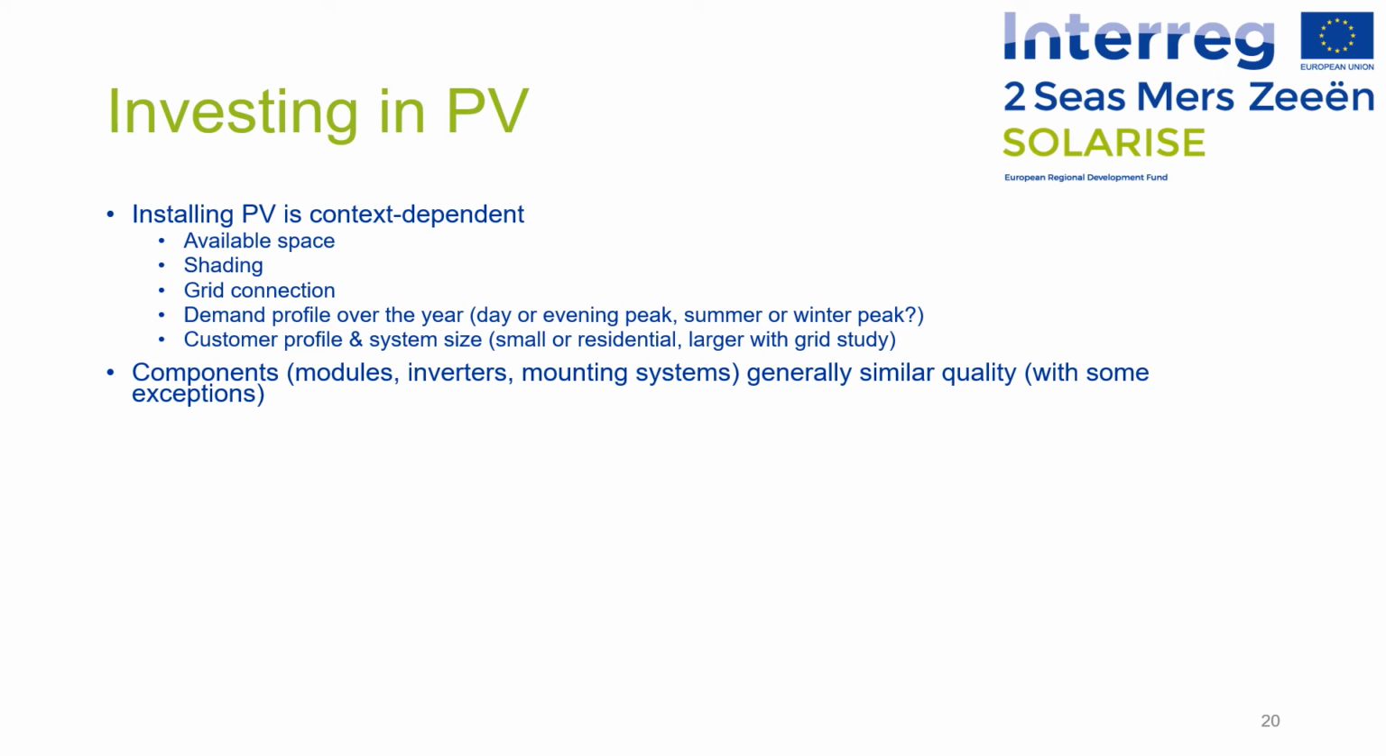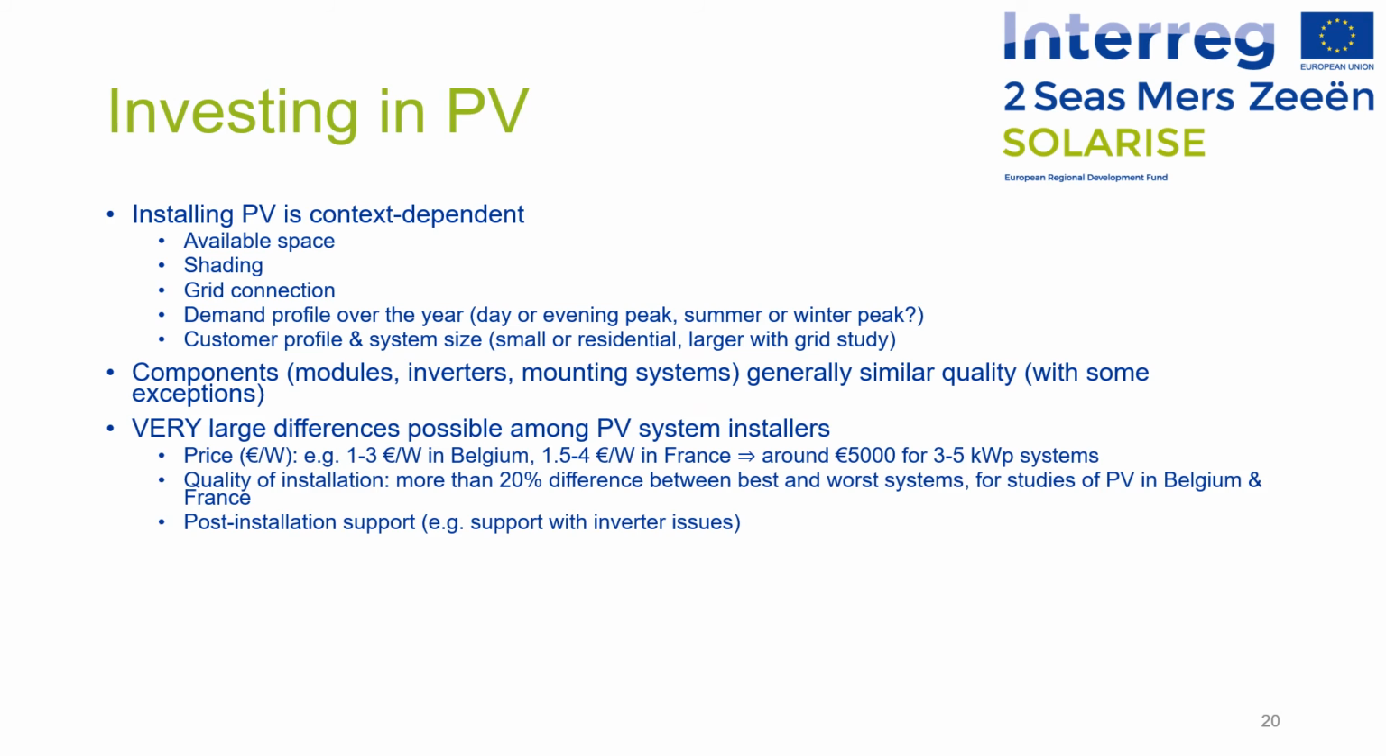Usually when we're looking at components, modules, inverters, and mounting systems, they are generally of similar quality, but there are some negative exceptions. There are, however, some very large differences possible among PV system installers. The first difference that can be observed is the price, that you have, say, 1 to 3 euros per watt for an installation in Belgium, 1.5 to 4 euros per watt in France. So you can see a total system cost of around 5,000 for 3 to 5 kilowatt peak systems.